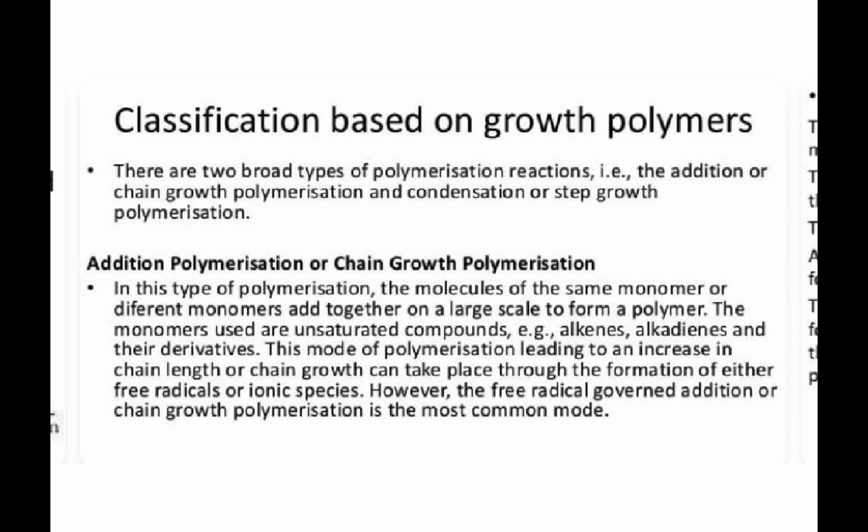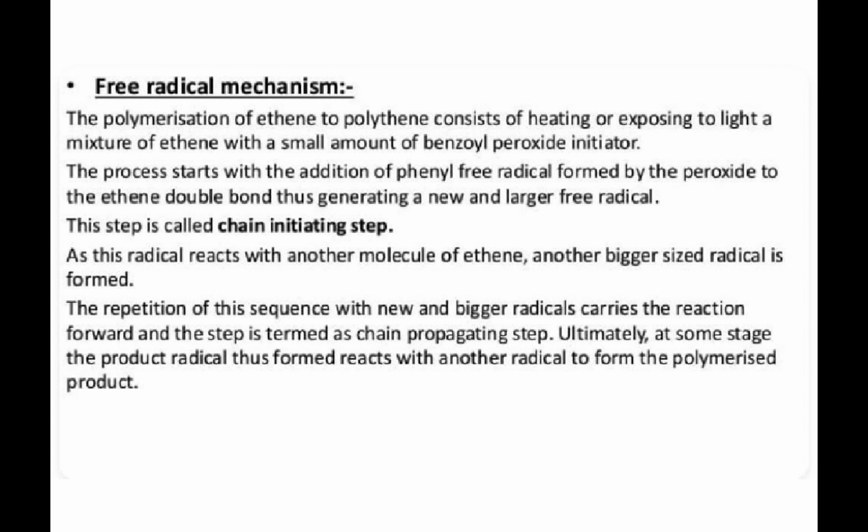This leads to an increase in chain length, or chain growth, which can happen through the formation of either free radicals or ionic species. But free radical governed addition or chain growth polymerization is the most common mode. And what is the free radical mechanism? When ethene polymerizes to polythene, it consists of heating or exposing to light a mixture of ethene with a little benzoyl peroxide initiator.